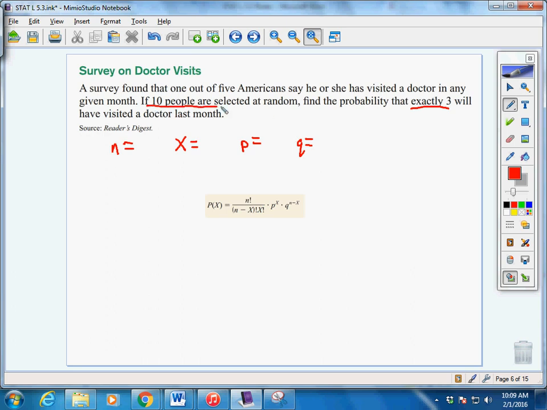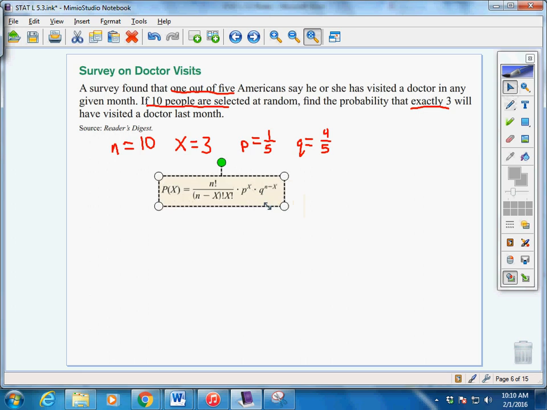They're selecting 10 people, so the number of trials we have is 10. Our successes, what do we want? Well, we want exactly 3 people who visited a doctor. Our probability for that success, that's right here, 1 out of 5. Now, if our probability for success is 1 out of 5, that means 4 out of 5 are what we'd consider failures. Once you have that, we just need to plug it into this formula here.